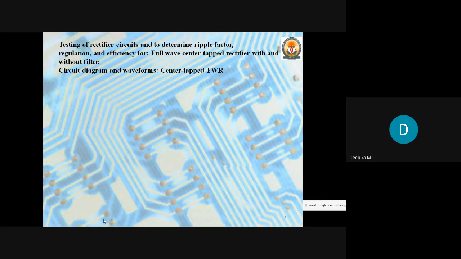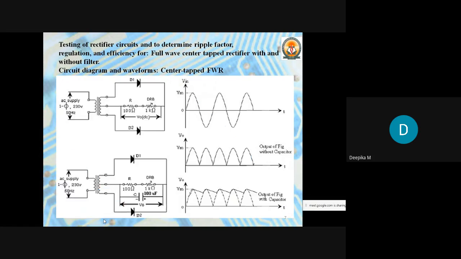Now we will be studying the center tap full wave rectifier. You can see here, this is the circuit diagram. Usually we build the circuit either on the breadboard or also on the springboard. So what is a springboard and a breadboard? That I'll give you as an introduction in another video.